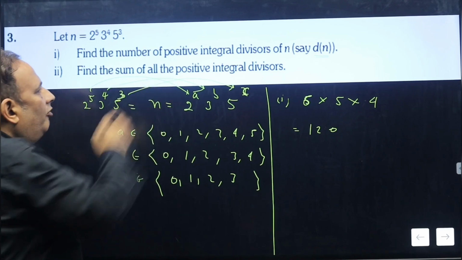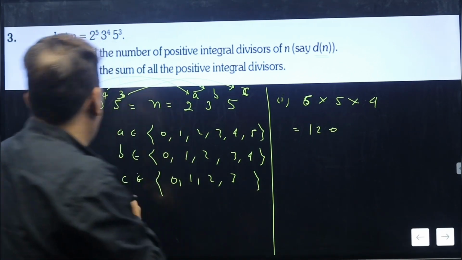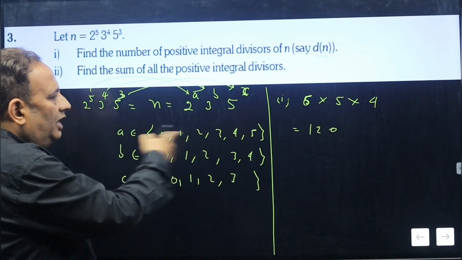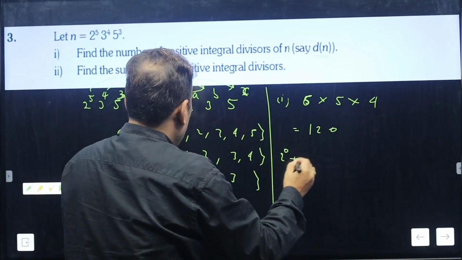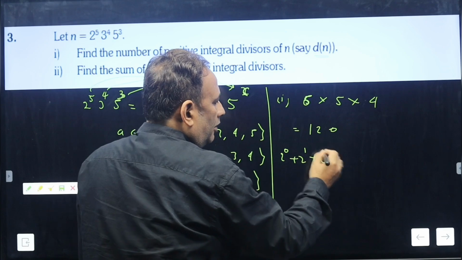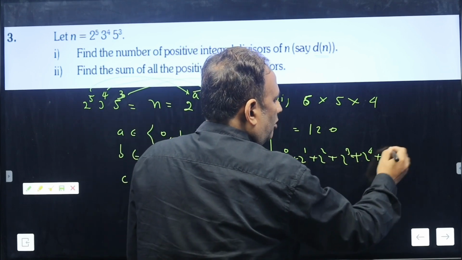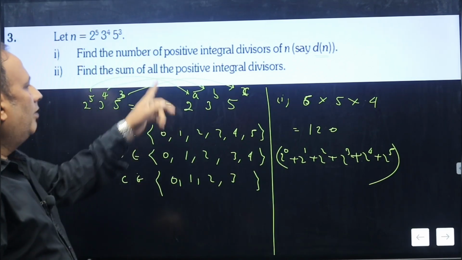Second, we have to find the sum of all positive integral divisors. So sum of all positive integral divisors. What are the sum of all positive integral divisors? So first, we have to go for positive divisors. So 2 to the power 0 plus 2 to the power 1 plus 2 to the power 2 plus 2 to the power 3 plus 2 to the power 4 plus 2 to the power 5. This is the sum of all divisors for the power of 2.